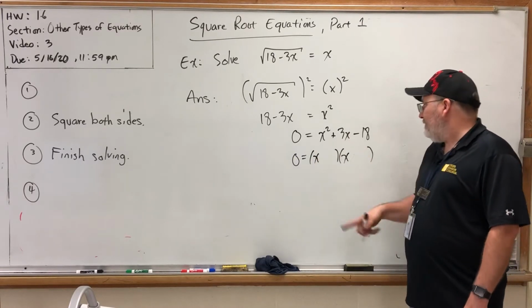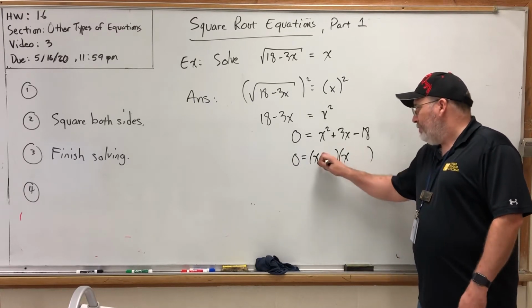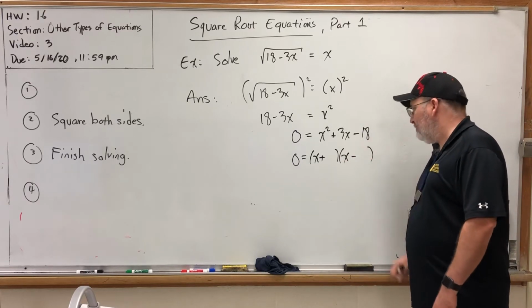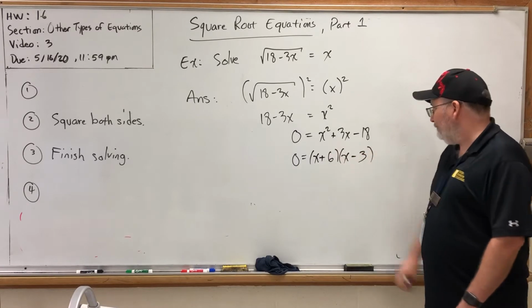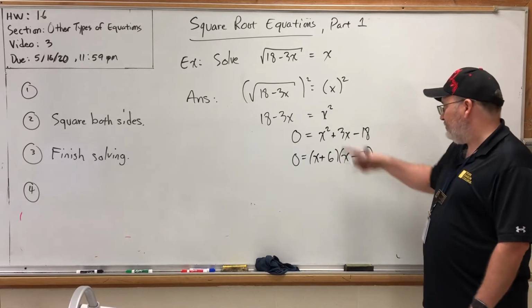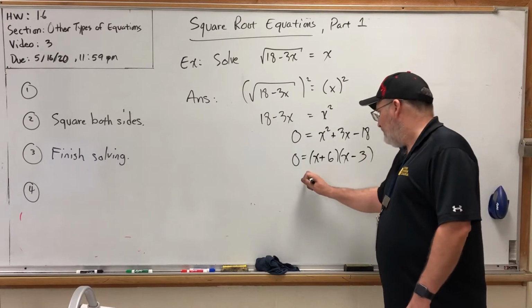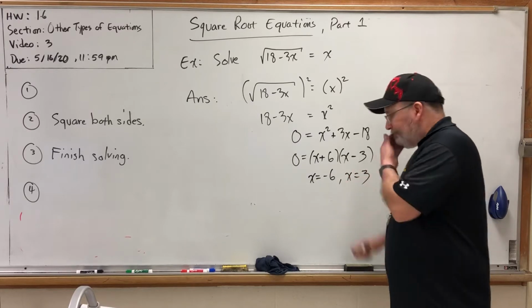What two numbers add to give 3 and multiply to give negative 18? Well, if they add to give 3, the bigger number has to be positive. And if they multiply to give a negative 18, the other number has to be negative. I think 6 and negative 3 get the job done. 6 plus negative 3 is 3. 6 times negative 3 is negative 18. So set each factor equal to 0 and solve, and we get x equals negative 6 and x equals 3.